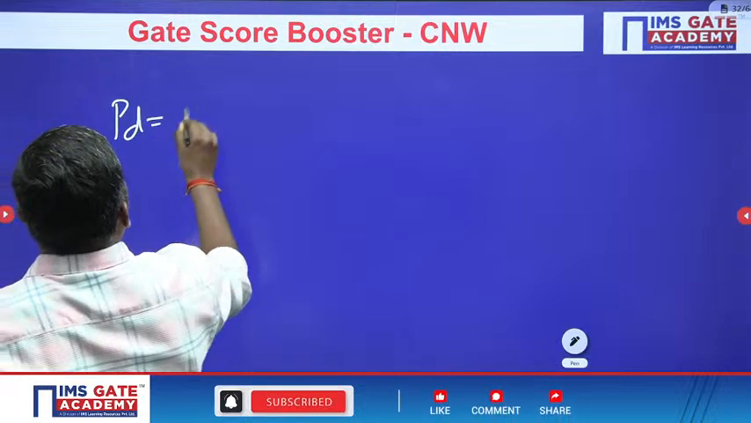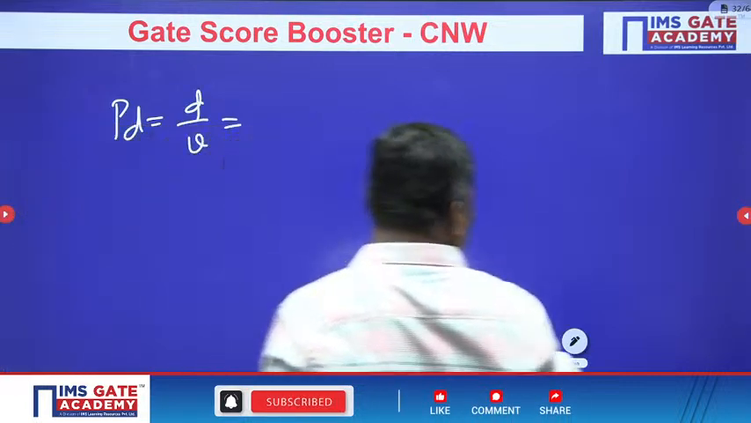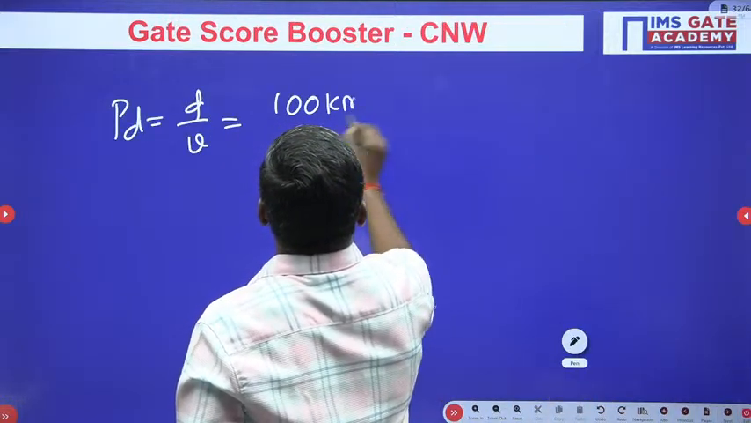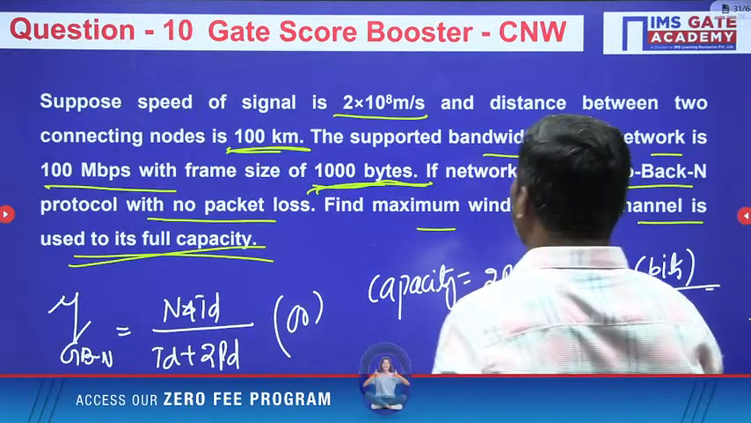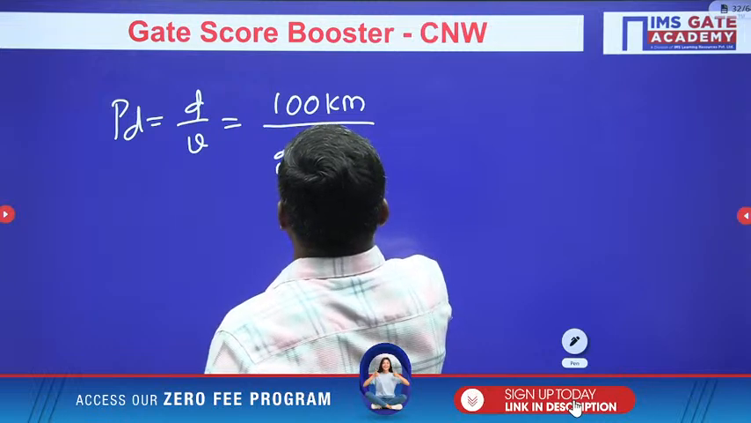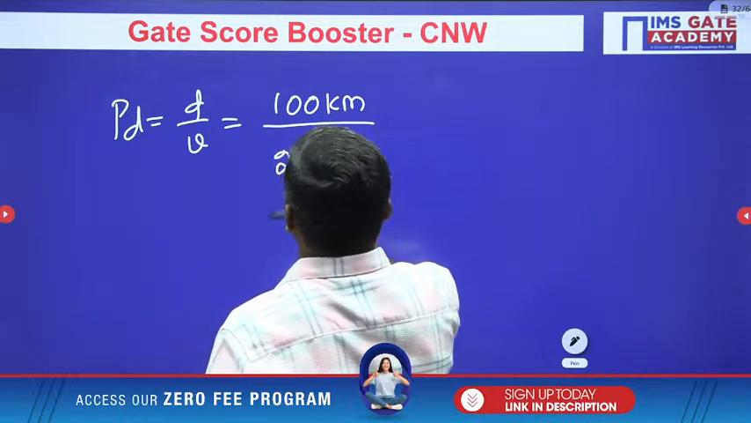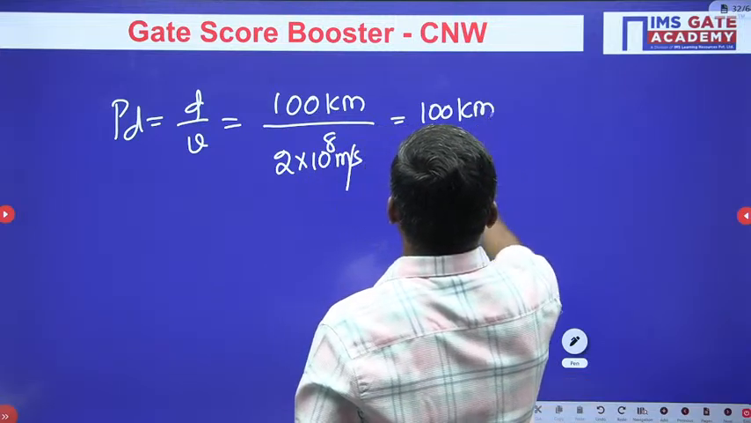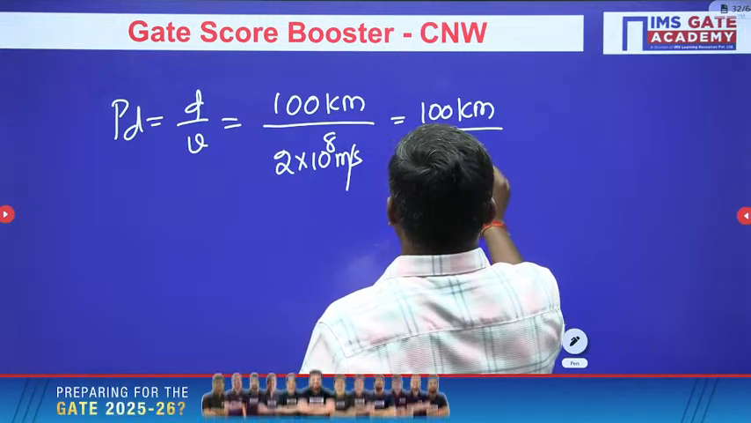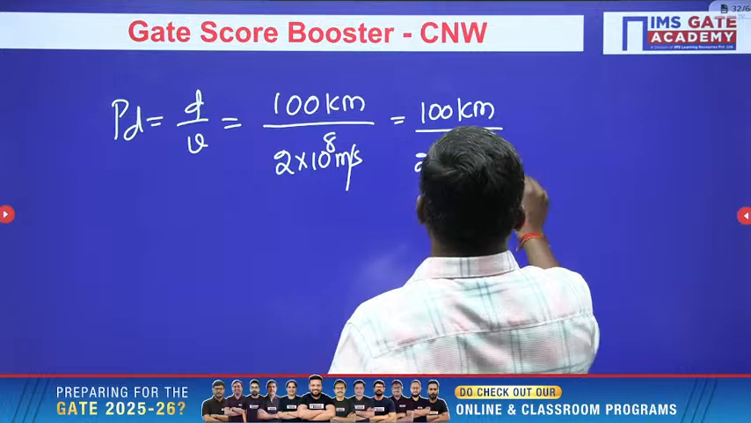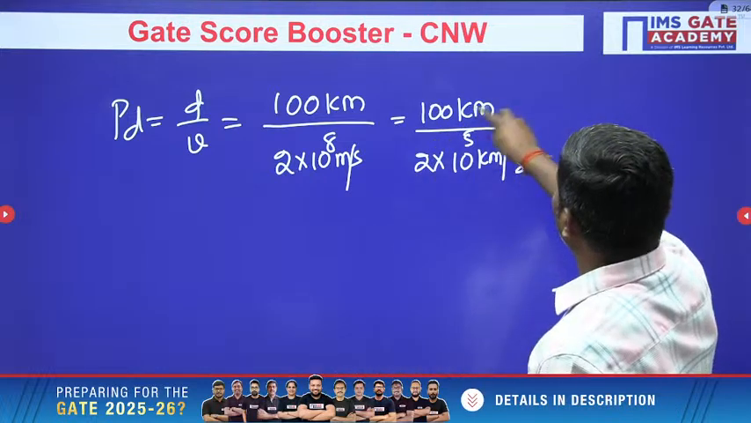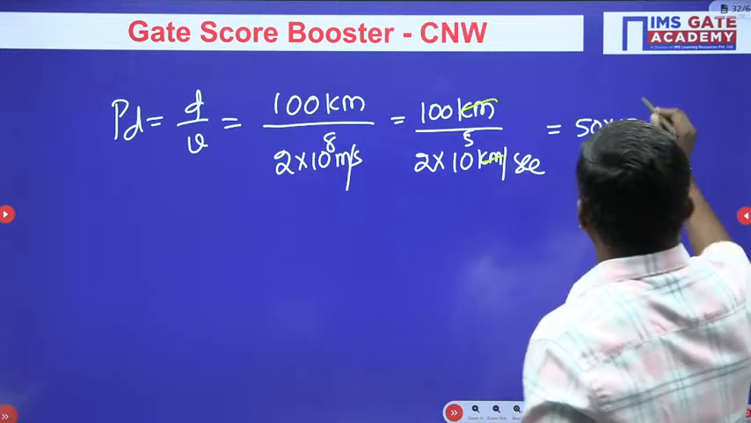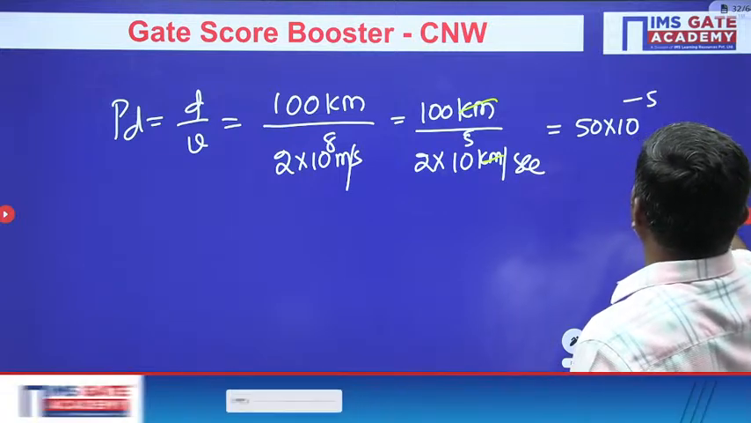Propagation delay is distance by velocity. The distance given is 100 kilometers. Velocity is given as 2 into 10 power of 8 meters per second. We can write it as 2 into 10 power of 5 kilometers per second. 100 kilometers by that, kilometer gets cancelled. This is 50 into 10 power of minus 5 seconds.